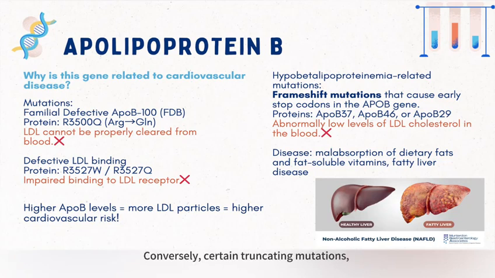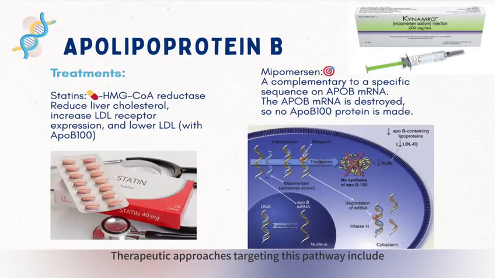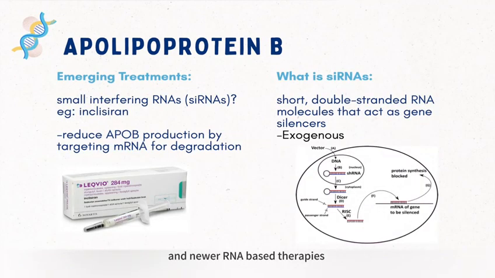Conversely, certain truncating mutations, such as APOB46 or APOB29, may lead to hypobetalipoproteinemia, which sometimes results in fat malabsorption or fatty liver. Therapeutic approaches targeting this pathway include statins, mipomersen, and newer RNA-based therapies such as inclisiran.